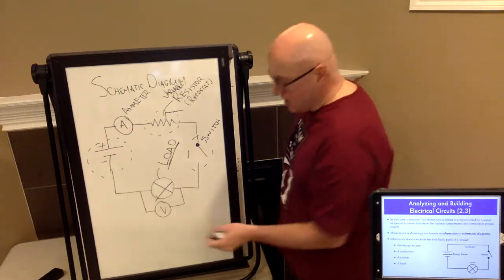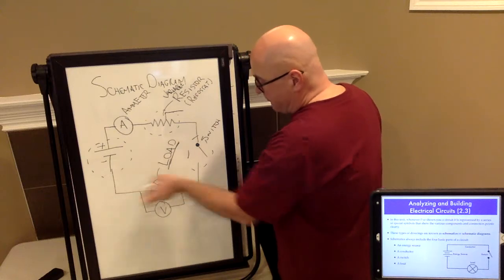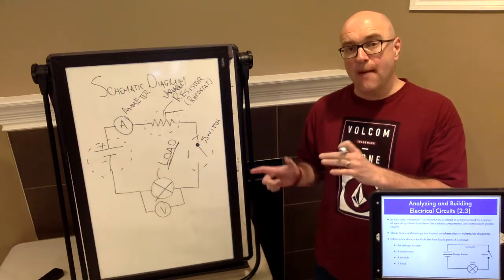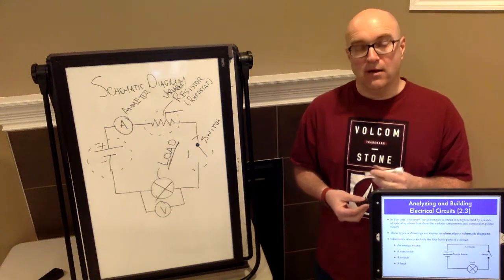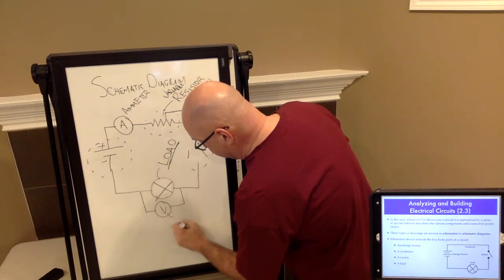And then finally, you've got this circle with a V inside of it, which has lines before and after the load, because that is measuring the voltage drop across a load. That's going to be your voltmeter. That's going to be a voltmeter there.